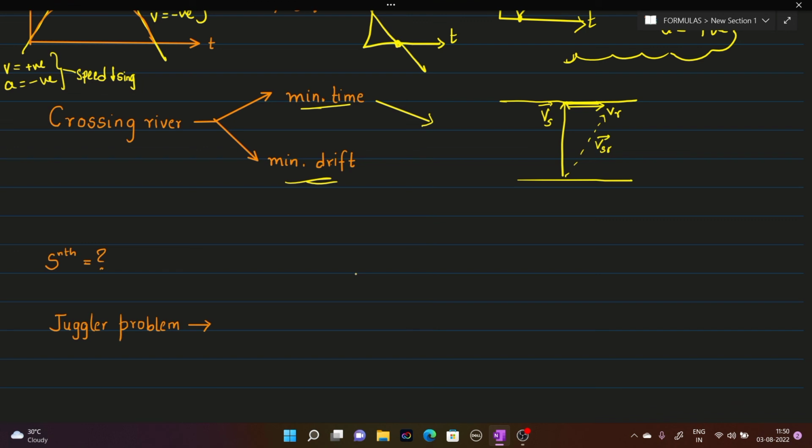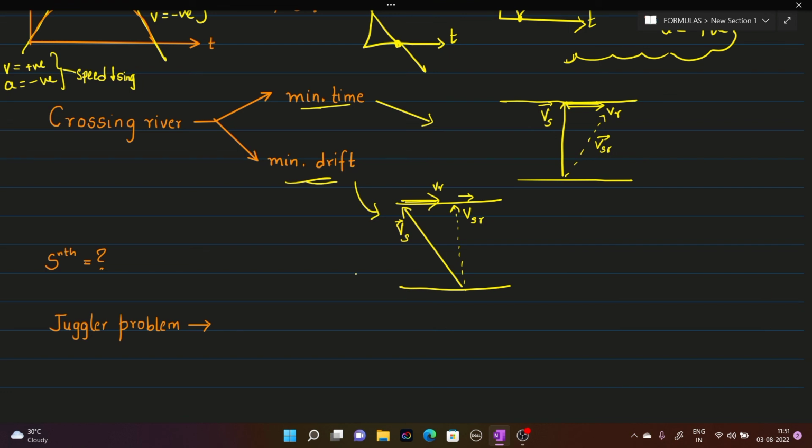Then next is the minimum drift condition. Here the swimmer will go at an obtuse angle. He will swim in this manner. This is the velocity of the swimmer, and here the velocity of the river is present. So the net direction would be here, the velocity of the swimmer with respect to the river. So these were the two important cases.